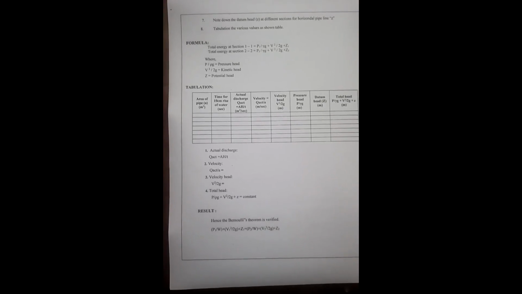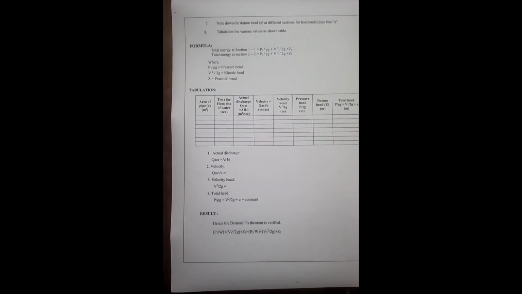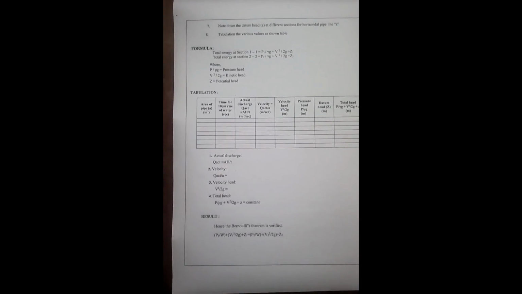Next is the time taken for 10 centimeter rise in the collecting tank, and the third column is the actual discharge. As in the similar case of the orifice meter and venturi meter, here also we can calculate the actual discharge using the formula A into H by T. A is the area of the collecting tank, H is the 10 centimeter rise and T is the time taken. Velocity can be calculated using the continuity equation, that is Q equal to A into V. If we simplify that, velocity equal to Q actual by A. So once we find out the actual discharge, the velocity can be calculated.